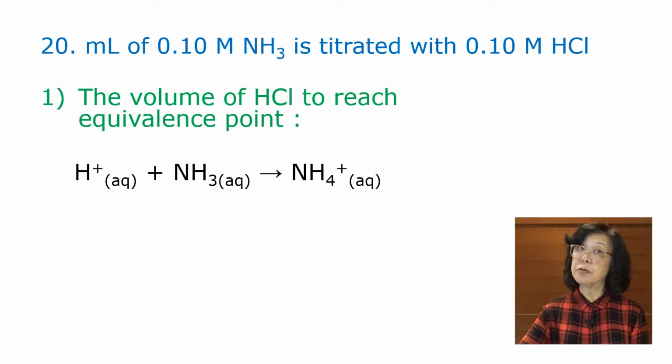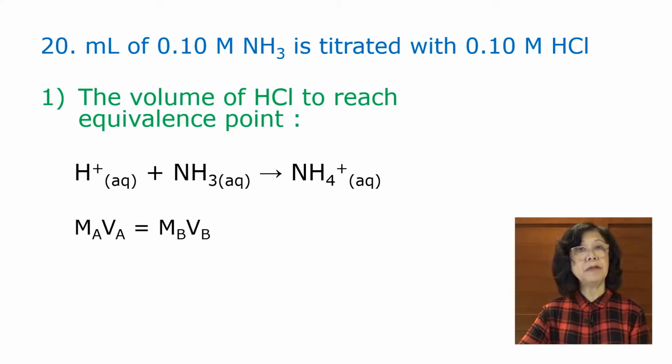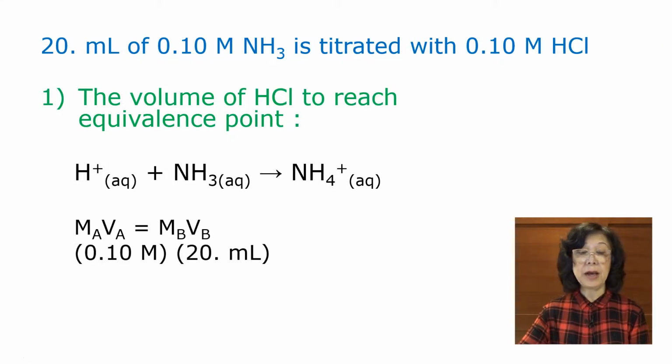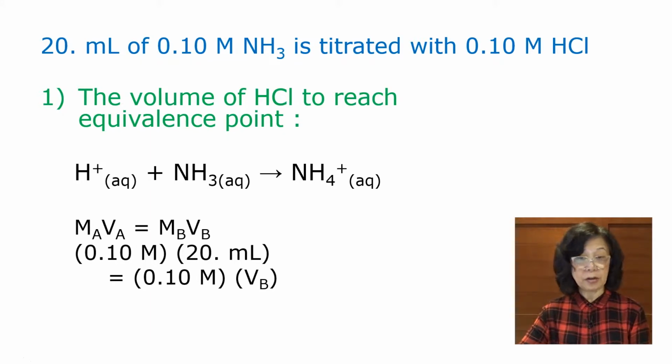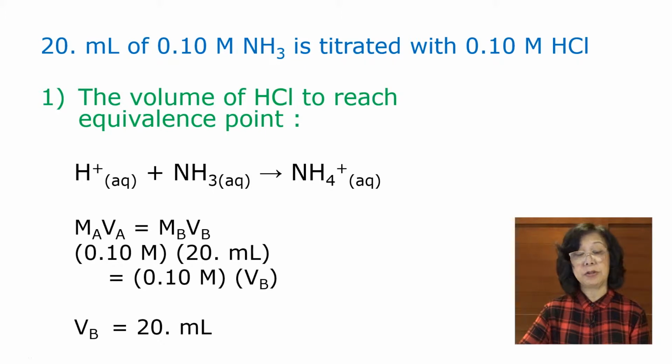Writing the net ionic equation, H+ with ammonia to form ammonium ion. Using MAVA equals MBVB for our calculations. And since we have 0.1 molar, 20 mL of the weak base, we can calculate the volume of HCl to be added. Actually, it should be VA, not VB. VA is 20 milliliters of the strong acid.